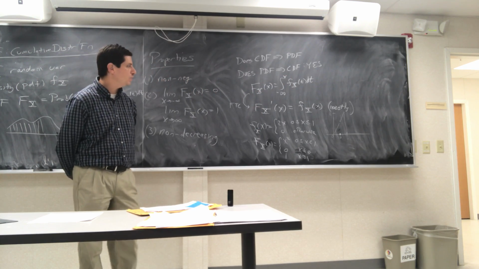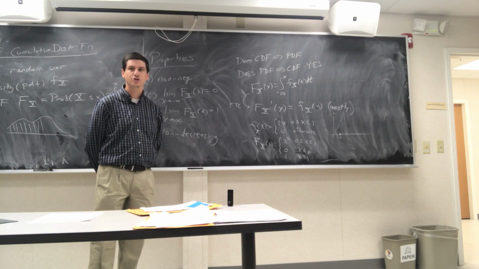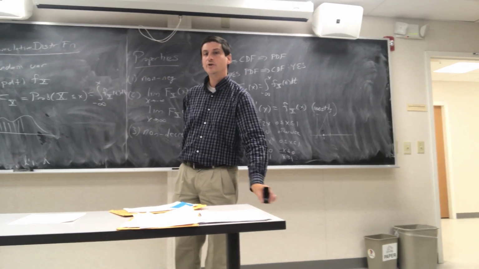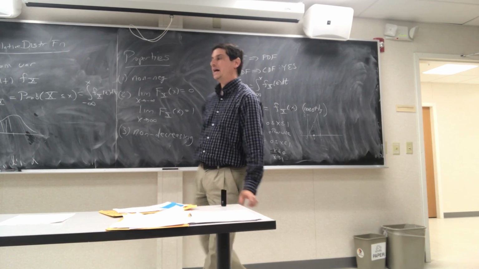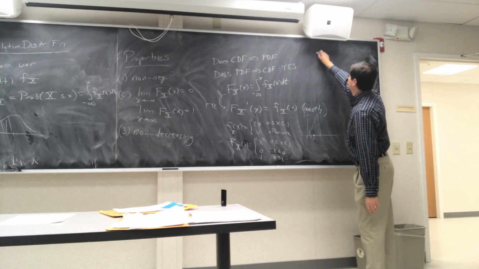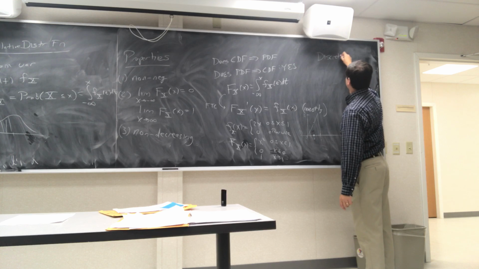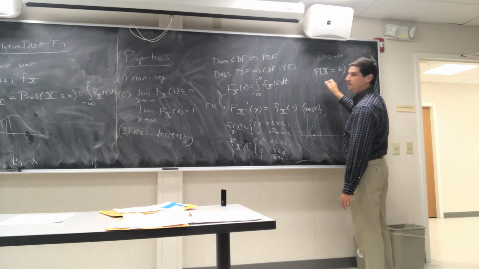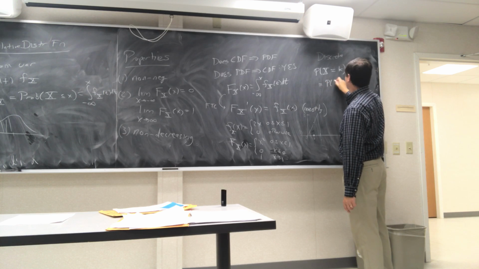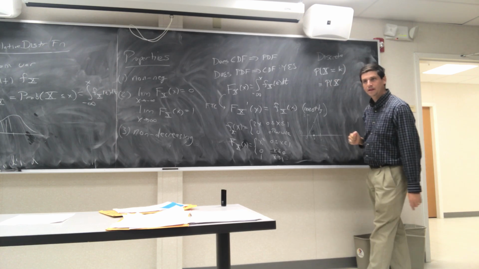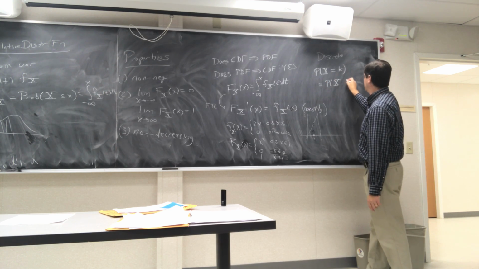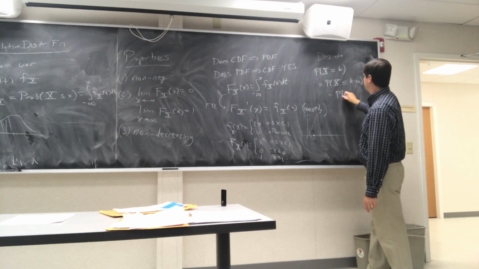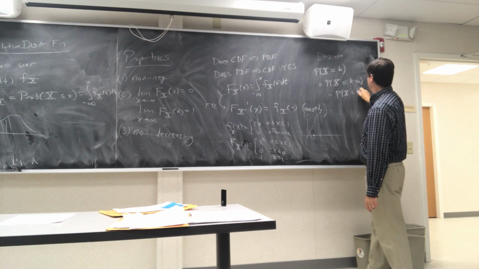But this is one of the reasons why we love cumulative distribution functions so much. And if you go back to the discrete case, if you want to calculate the probability of exactly, so we'll do discrete. So the probability that x is exactly equal to k is the probability that x is less than or equal to k plus 1 minus the probability that x is less than or equal to k.